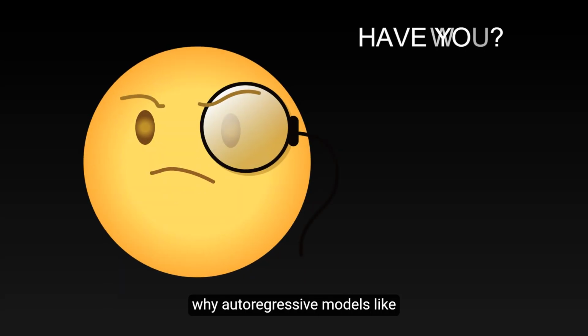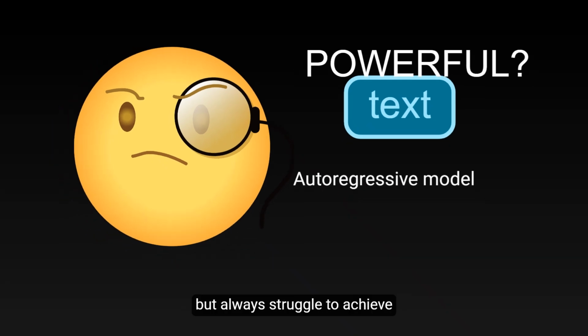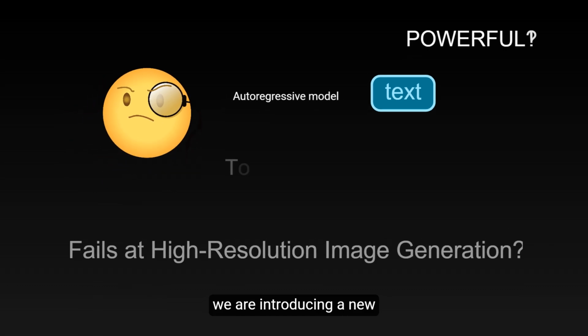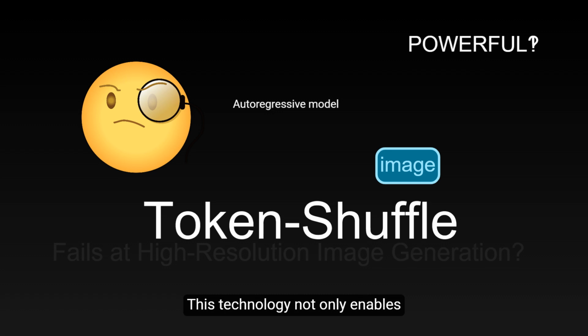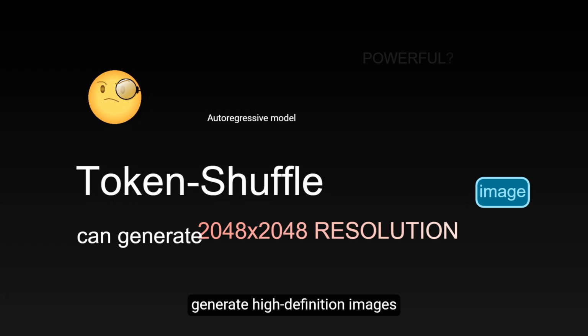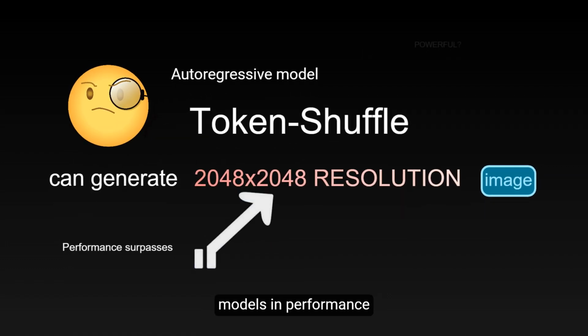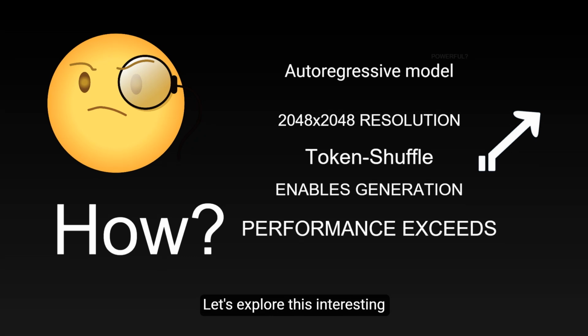Have you ever thought about why autoregressive models like GPT are so powerful in generating text, but always struggle to achieve high resolution when generating images? Today, we are introducing a new technology that may change this situation, Token Shuffle. This technology not only enables autoregressive models to generate high-definition images at 2048×2048 resolution, but also outperforms other models in performance. How does it achieve this? Let's explore this interesting technological innovation together.